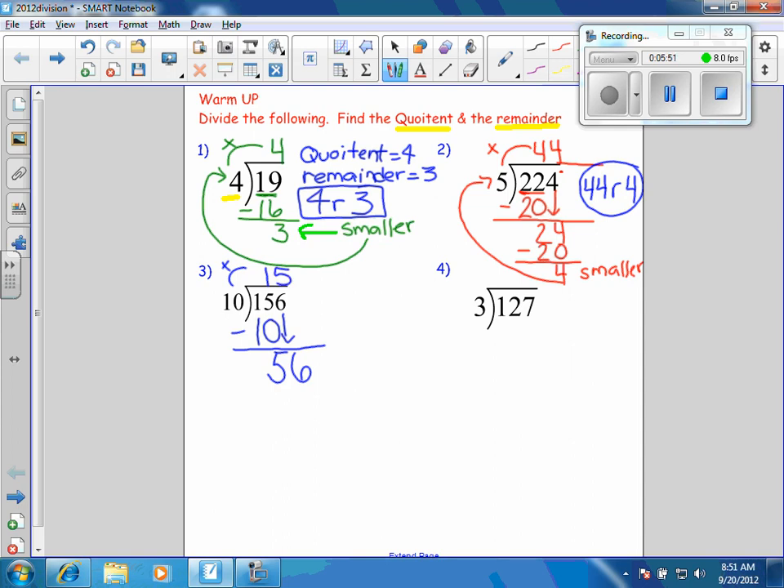I dropped down 50 because 5 times 10 is 50. That's right. And 56 minus 50 is 6. Correct. Because the 6 is smaller than the 10, right? Yeah, so you know you stop. Once your difference is smaller, you stop. So your answer is 15, remainder 6. Good. That's correct.